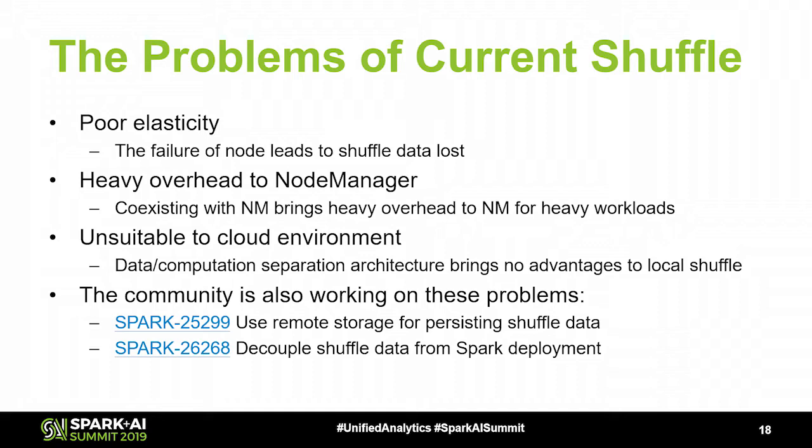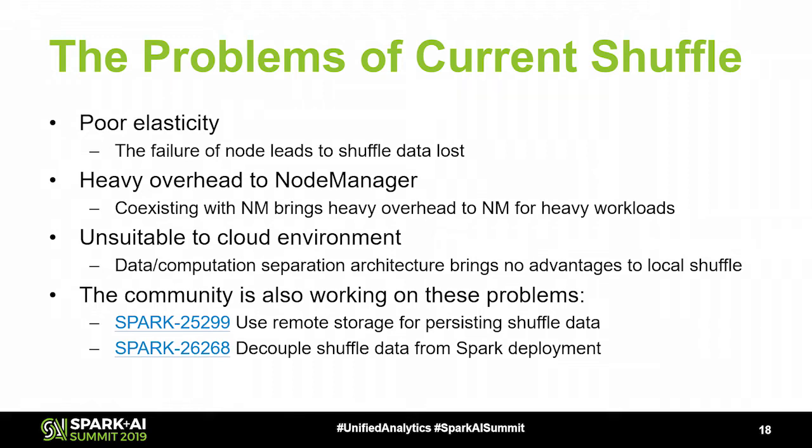The third one is that this architecture is not suitable for the cloud environment. In a typical cloud environment, we are trying to separate the computing resources from the storage resources. The cloud user needs to scale up when they need more computing resources, and they want to scale down to save cost. But if you are saving the shuffle data in the compute node, that makes your compute node stateful, and it's hard for you to scale down, because whenever you try to scale down, it results in a recompute of the shuffle data.